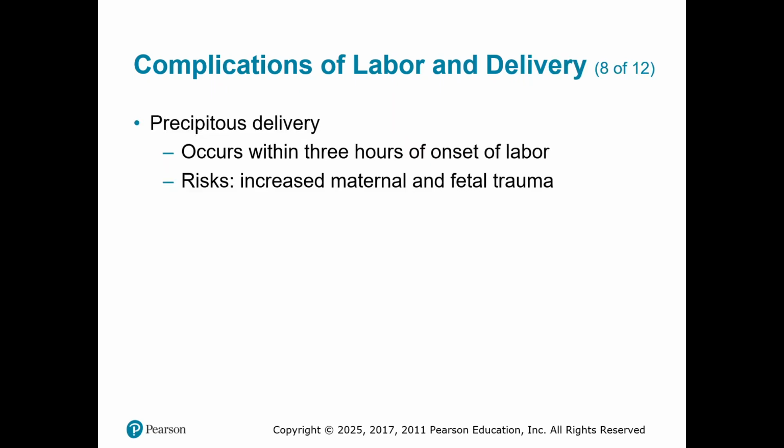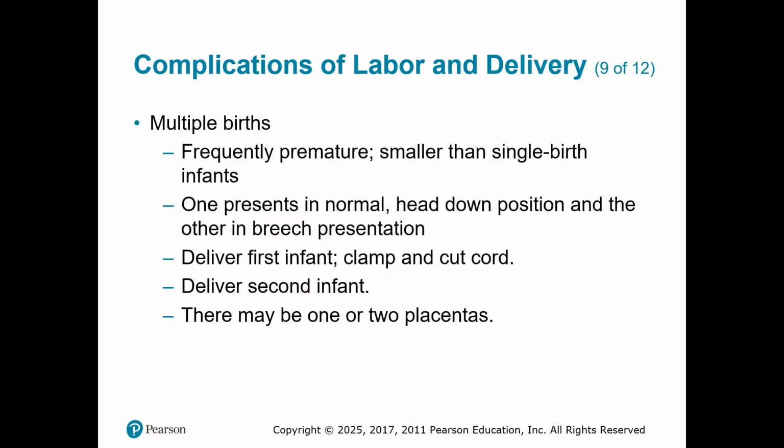A precipitous delivery occurs within 3 hours of onset of labor. The risk is increased maternal and fetal trauma. Multiple births are frequently premature. They're smaller than the single birth of one infant. One presents in normal head down position and the other in a breech presentation. Deliver the first infant, clamp and cut the cord. Deliver the second infant. There may be 1 or even 2 placentas.